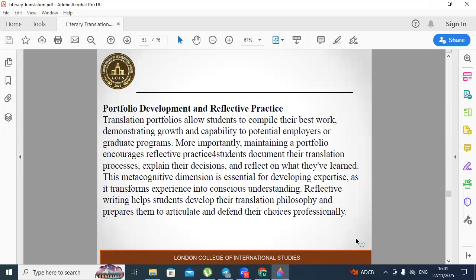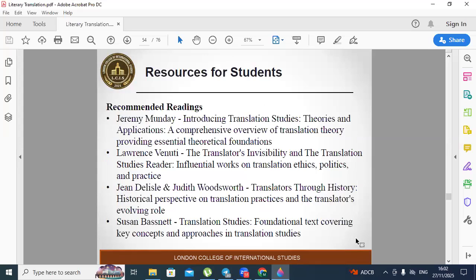When publishers question translation decisions or reviewers criticize choices, translators must explain their reasoning. Practicing this explanation during education develops confidence and clarity. Now, let's move to talk about some resources for students.